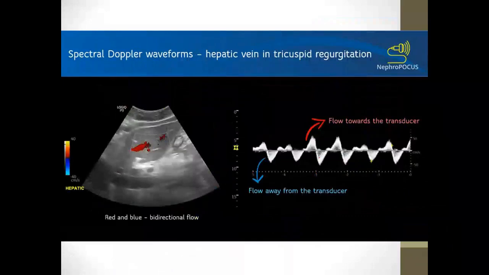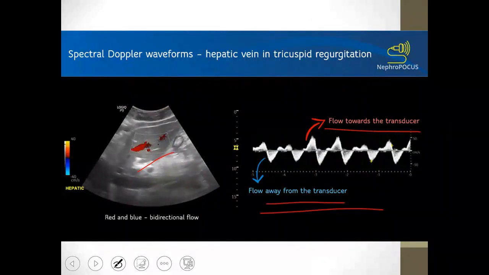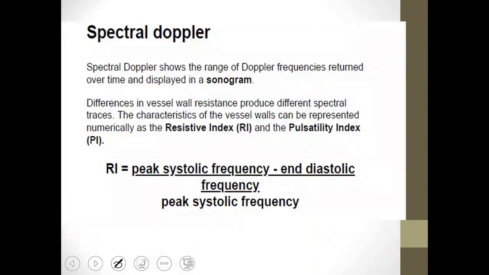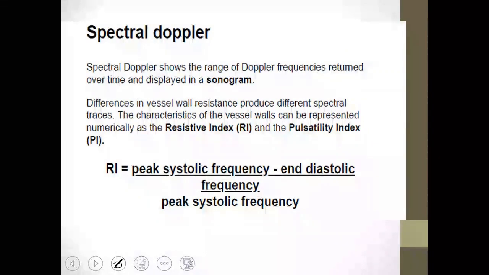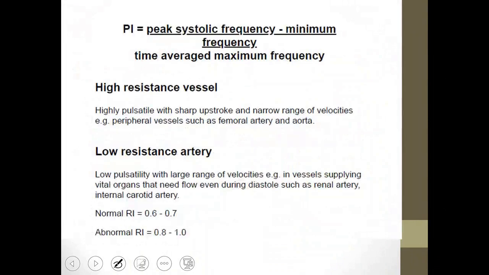Here, the same applies to the portal vein. Here is the spectrum shape, and this is the flow coming from the transducer. Okay, there are some parameters called the resistive index and the pulsatile index. What is this about? You have two types of vessels present.